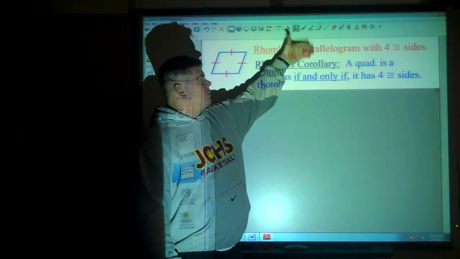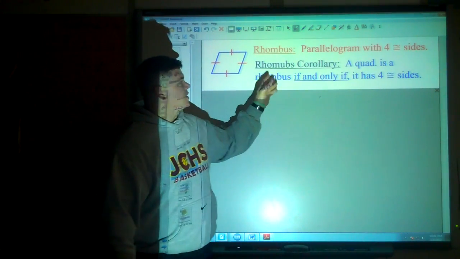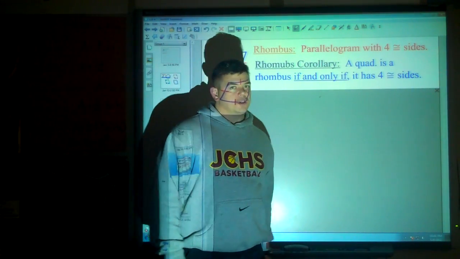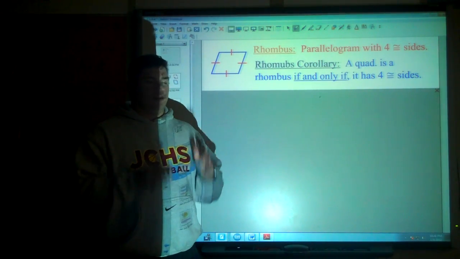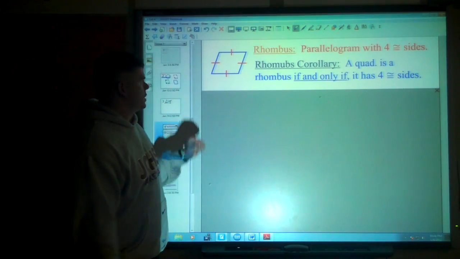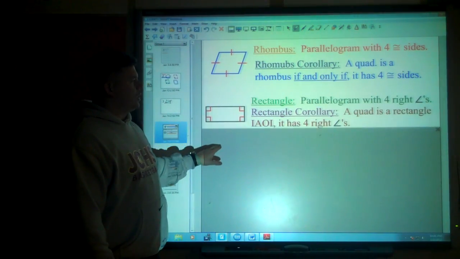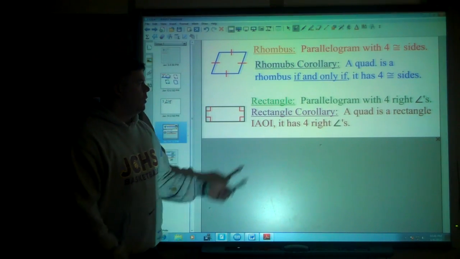So the corollary, what we can pick up off that, is that a quadrilateral, 4-sided shape, is a rhombus if and only if it has 4 congruent sides. The angles don't matter. 2 congruent sides doesn't matter. It can only be a rhombus if it has 4 equal sides, 4 congruent sides. That's the key. And then looking at more the angles perspective for parallelograms, we have the rectangle.